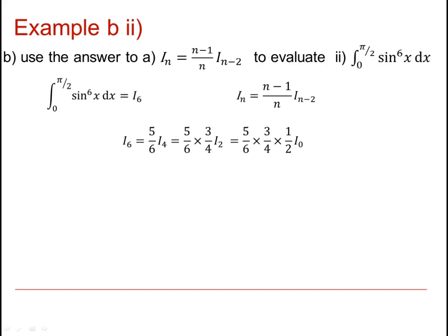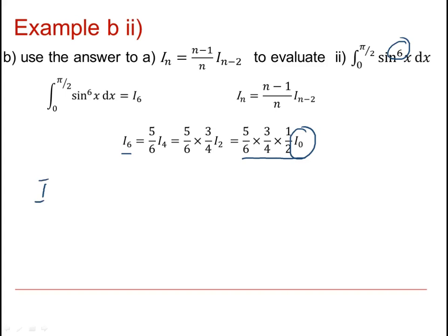In the second part of the example, we're asked to use the same reduction formula, In equals n minus 1 over n, In minus 2, but this time to evaluate the integral of sine to the power 6 of x from 0 to pi by 2. So we can see here that the reduction formula has given us I6 is equal to this product here, 5 over 6 multiplied by 3 over 4 multiplied by 1 over 2, and then I0. So whereas before we had to calculate I1, this time we have to calculate I0.